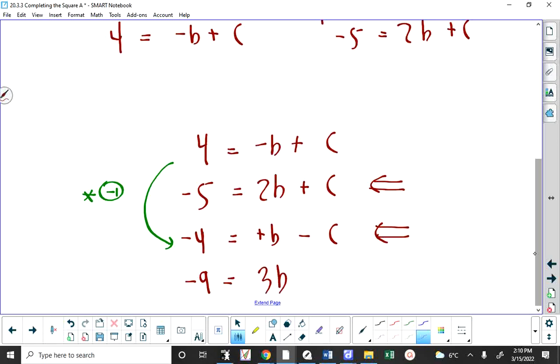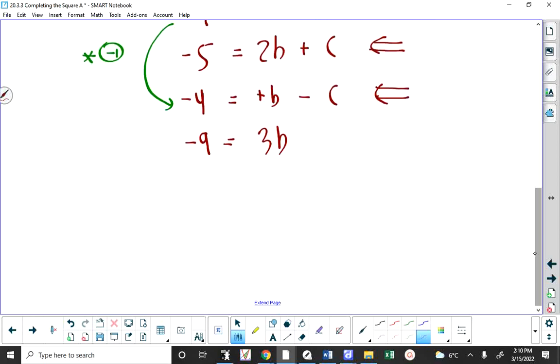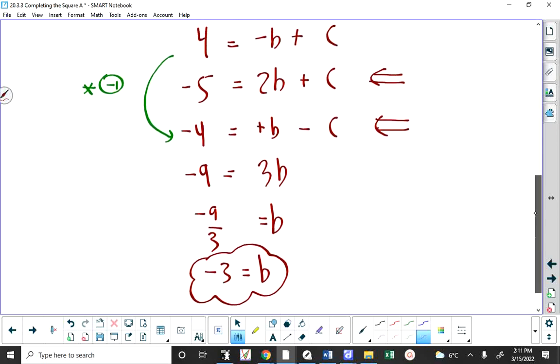So now I can divide both sides by 3, and I know that b is -3. b is -9 over 3. b is -3. So I'm halfway home. I have one of the two parameters. And in fact, I'm halfway home, but I'm really actually 90% of the way home, because now that I know what b is, to find c, I just use an equation that I already have relating b and c.